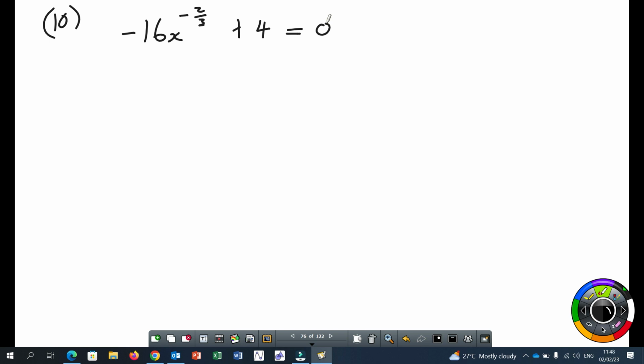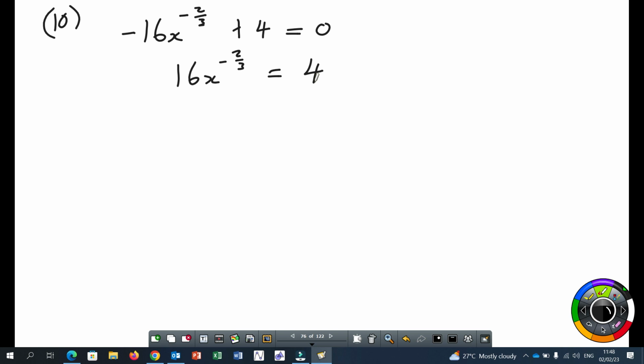Okay, this question here, it's very easy. What you can do, pay attention. I would advise you to take the minus 16x to the power of minus 2 over 3 to the right hand side, so that you can make it positive first. If you take the right hand side, we can write this as 16x to the power of minus 2 over 3 is equal to 4. It is the same.